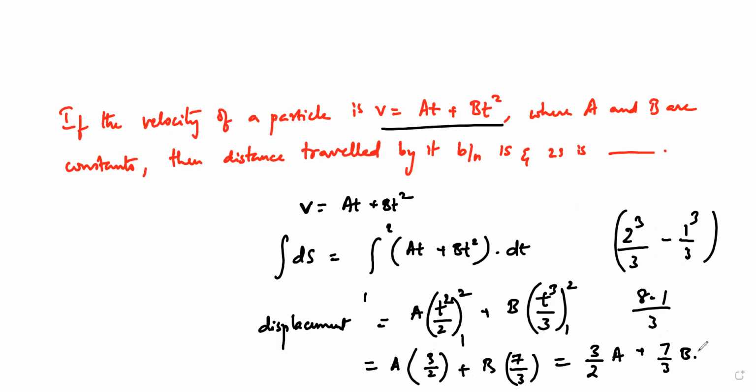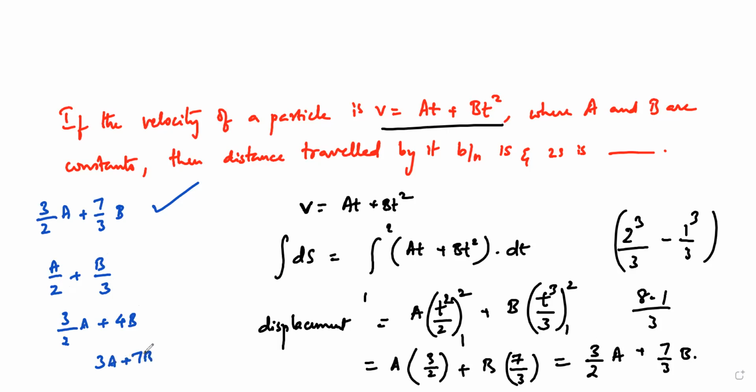Options given also, I will just write down so that you feel comfortable. 3 by 2a plus 7 by 3b, which is of course our answer. A by 2 plus b by 3. 3 by 2a plus 4b. 3a plus 7b. This is the answer, sir. This is NEET 2016.